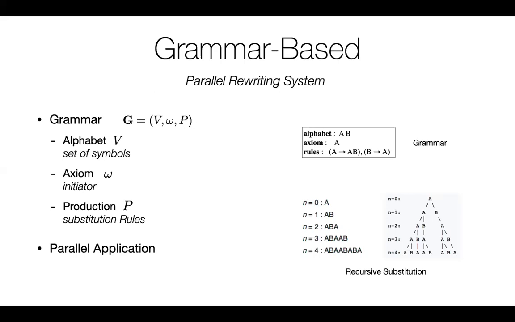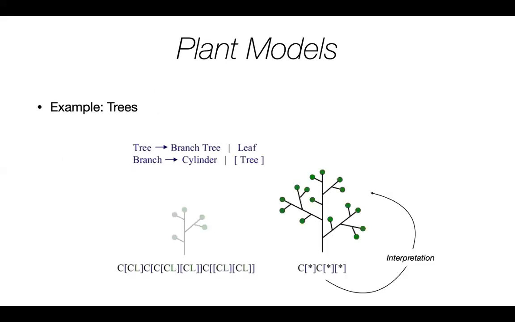And then to actually use this, what you have to do is interpret this code in a geometric way, because this is the structure of the growth, right? And here to model a tree, our grammar is like a tree goes to a branch or to a leaf. And a branch is either a cylinder or the tree itself.